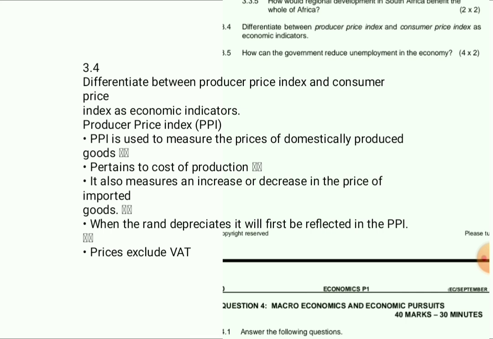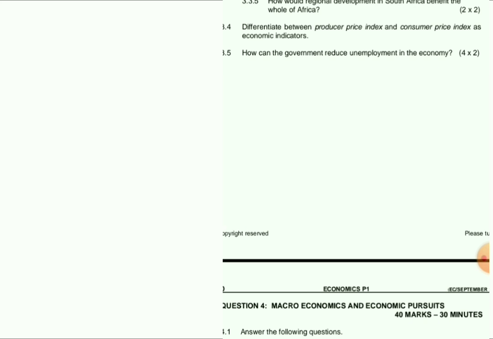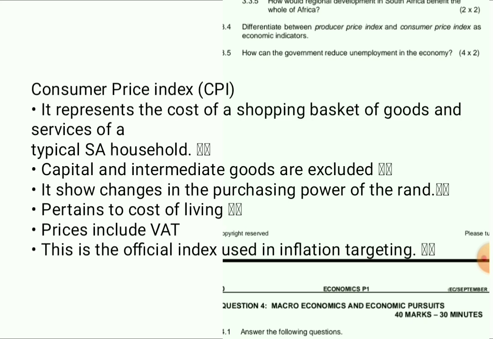Then we're going to CPI now. It represents the cost of a shopping basket of goods and services of a typical SA household. So obviously, as you can see, consumer price index focuses on a consumer. Capital and intermediate goods are excluded. It shows changes in purchasing power of the rand. It pertains to cost of living, and it also includes VAT.